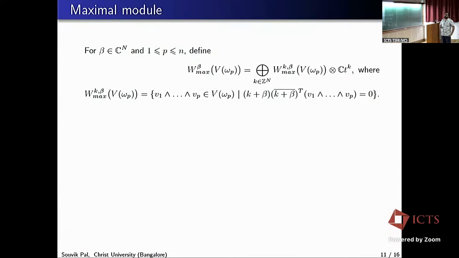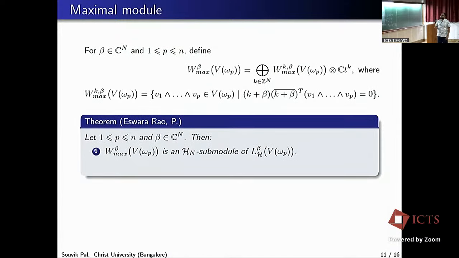This is simply, so we are now taking all those elements. So it is the kth graded component, all those elements which are killed by these type of vectors. Okay. So this is another example of a submodule of this, and any proper submodule is contained in this. Okay. So if you take any proper submodule of this V omega P tensor An, it has to be contained in this one.